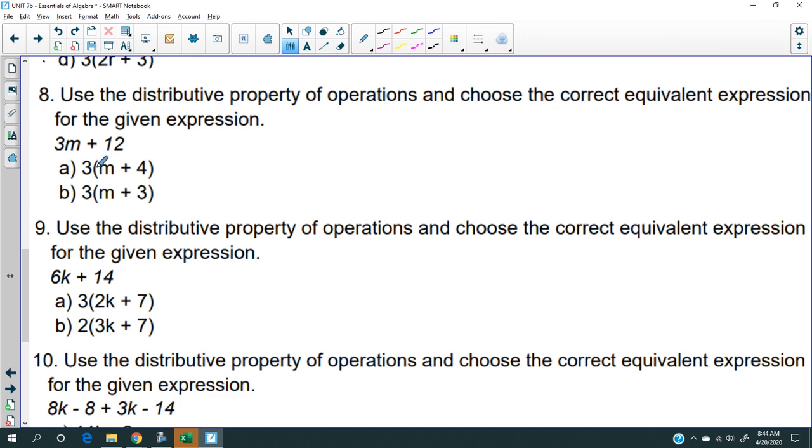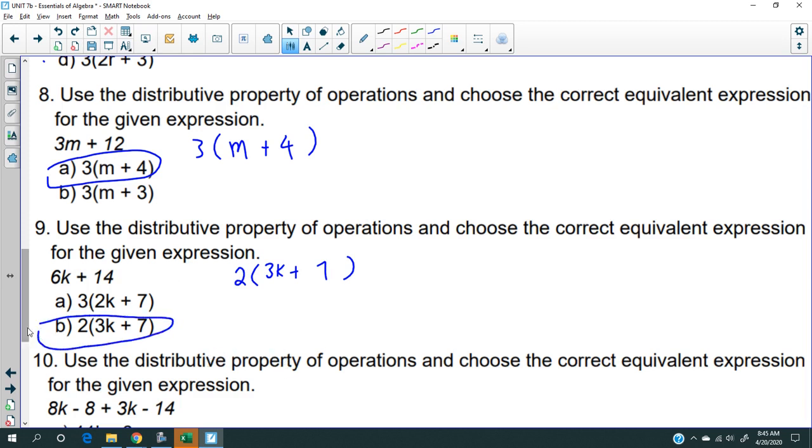Okay, all right, and we're back. So which one of these matches this? Well, the GCF is 3. So 3m divided by 3 is just m, 1m, plus 12 divided by 3 is 4. So that's this guy right here, choice A. All right. What about number 9? What's the GCF between 6 and 14? Yeah, it's 2, right? So 6k divided by 2 is 3k, plus 14 divided by 2 is 7. And which one is that? Yep, that's choice B.